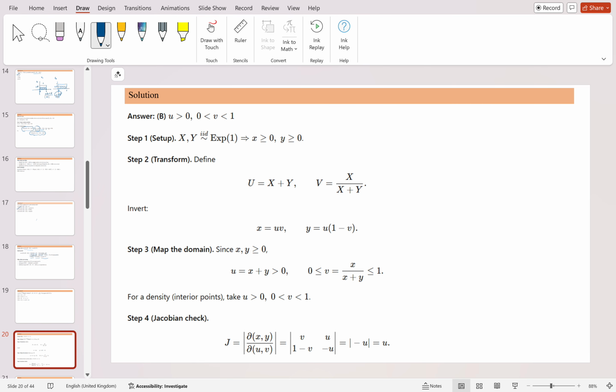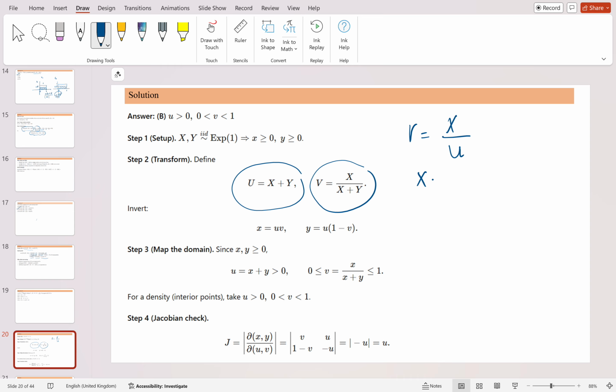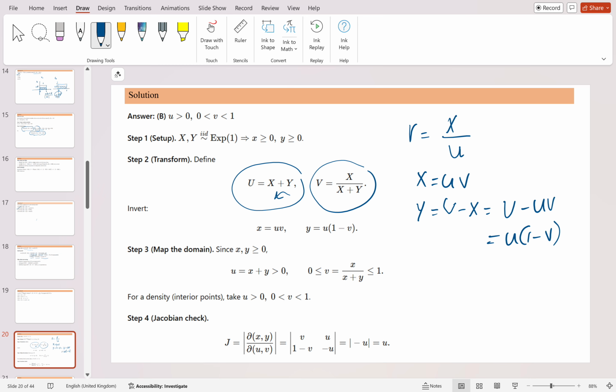So u is equal to x plus y, and v is equal to x divided by x plus y. When you solve for x and y, v is x divided by u, so x will become uv. Putting this in the equation, y is equal to u minus x, which is u minus uv. Taking u common, it becomes u times 1 minus v. Also, since x and y are greater than or equal to 0, u is equal to x plus y.